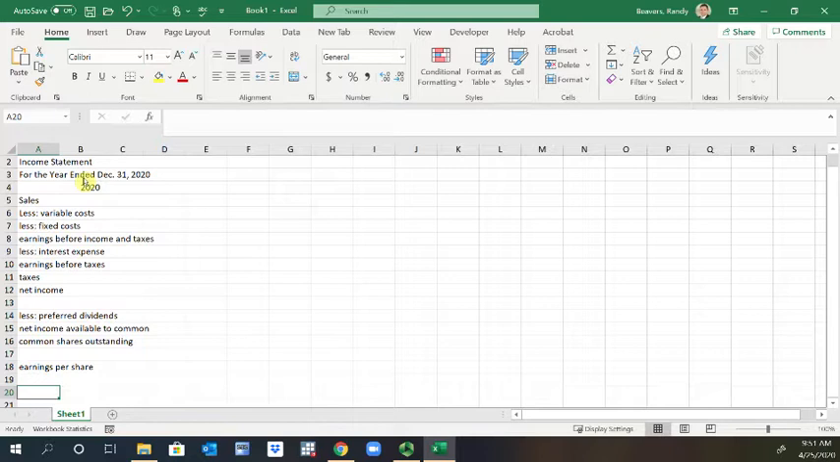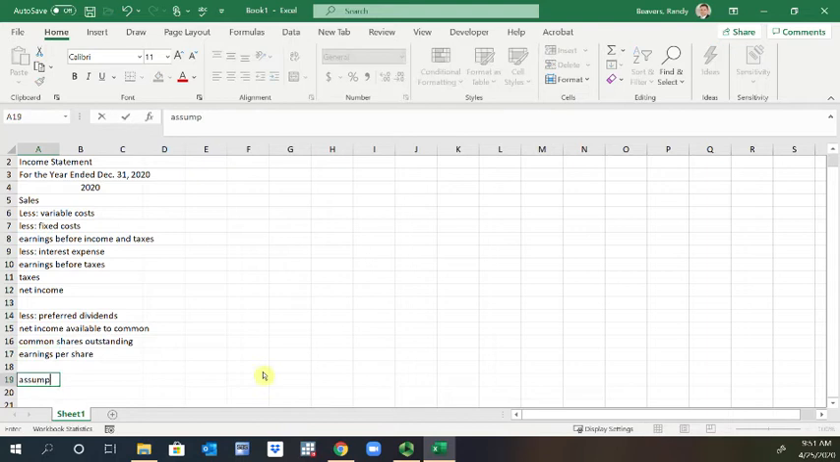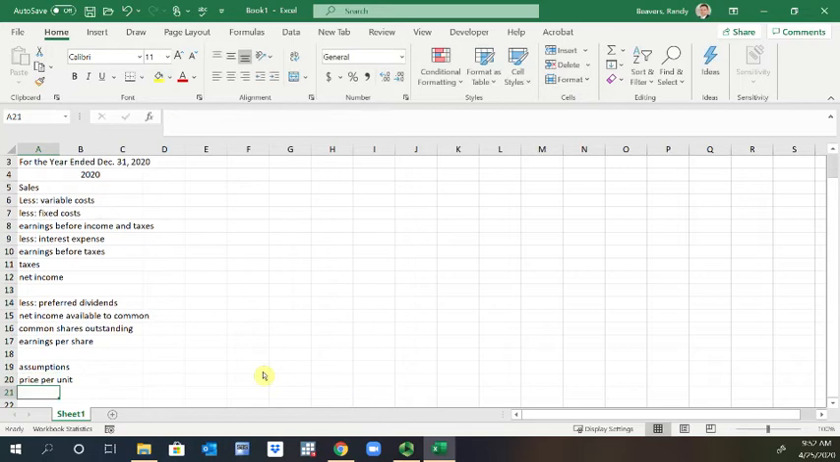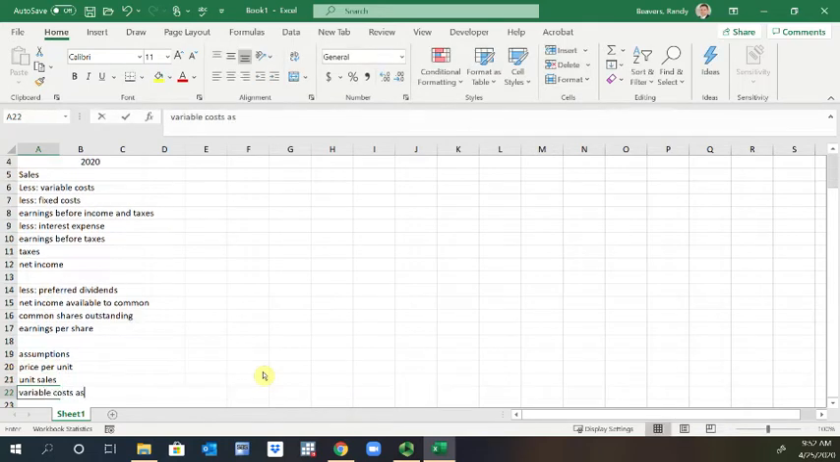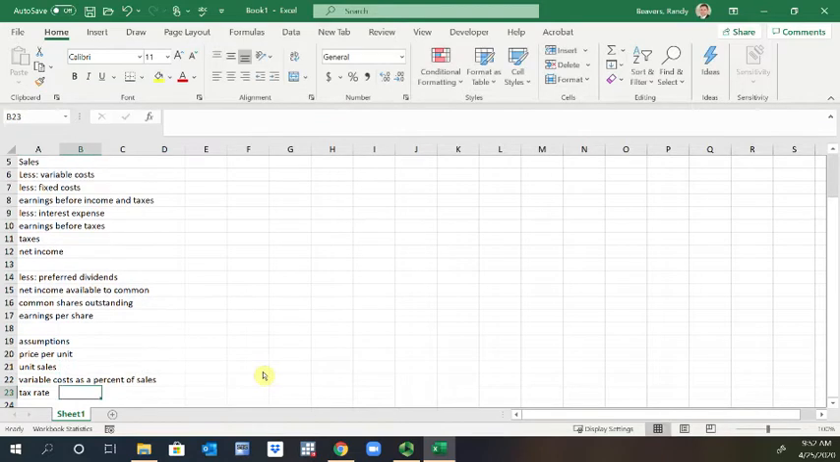In cell A19, we're going to have the following assumptions. So we'll then pull data back up to the top. We'll have a price per unit, unit sales, variable cost as a percent of sales, and then a tax rate. So our assumptions are $16 per unit, 156,250 unit sales, 60% variable cost, tax rate of 25%.